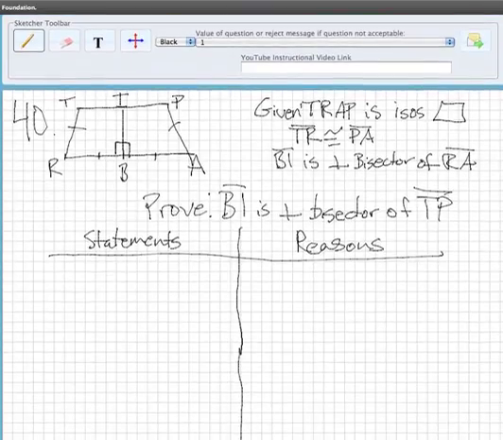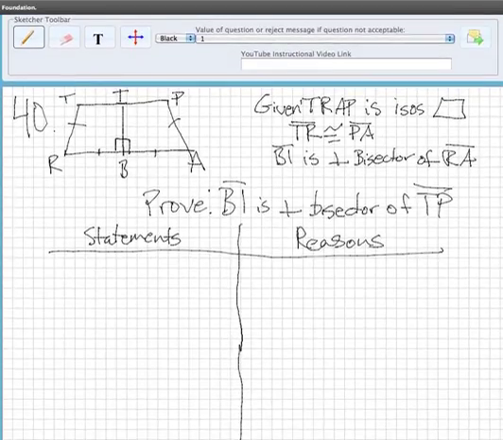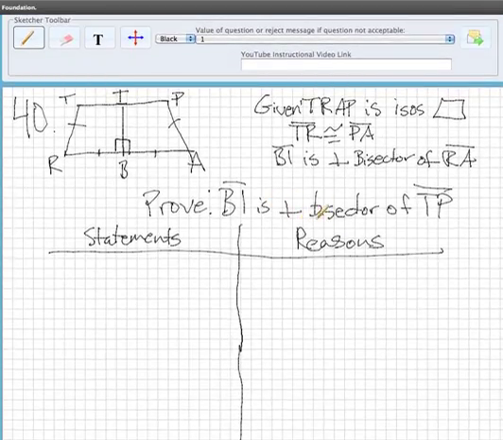So we're trying to prove this answer right here. Prove that BI is a bisector of TP. And we're given these givens. So we're going to put those first.